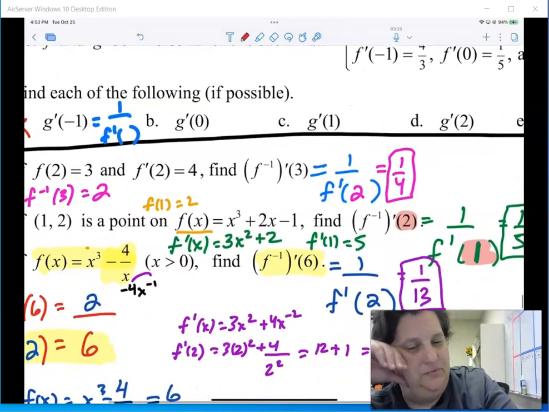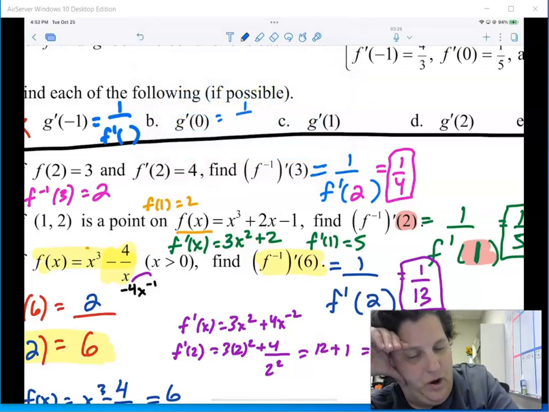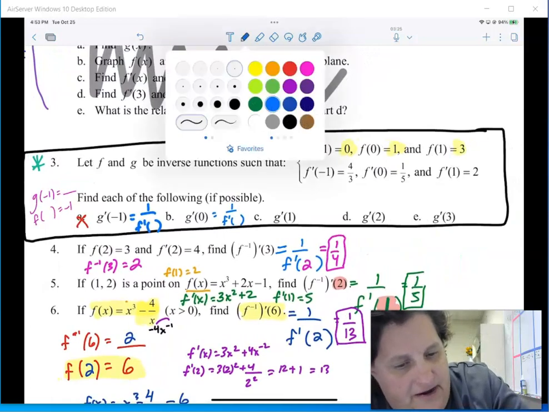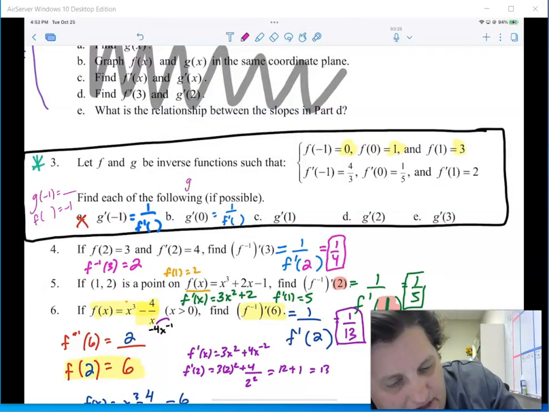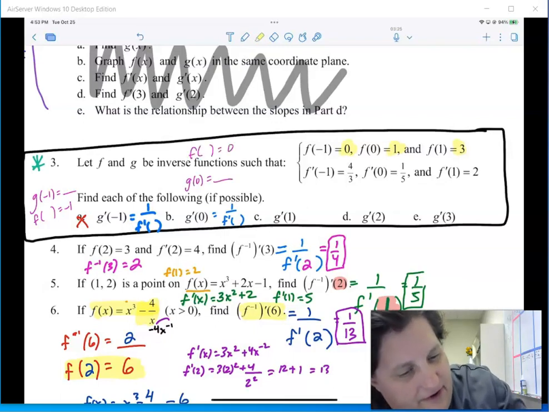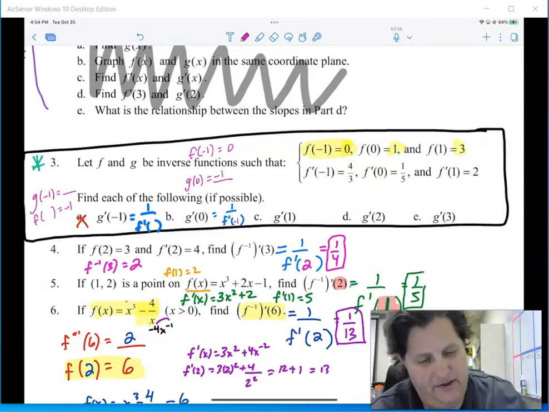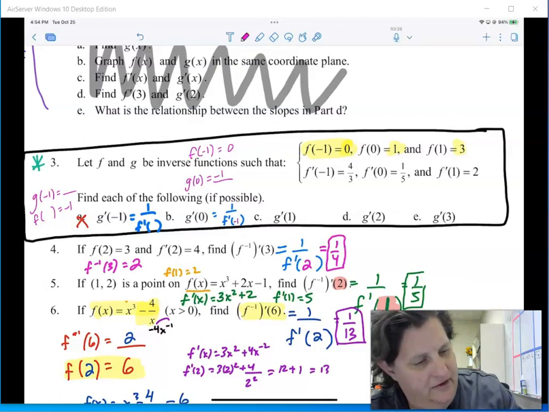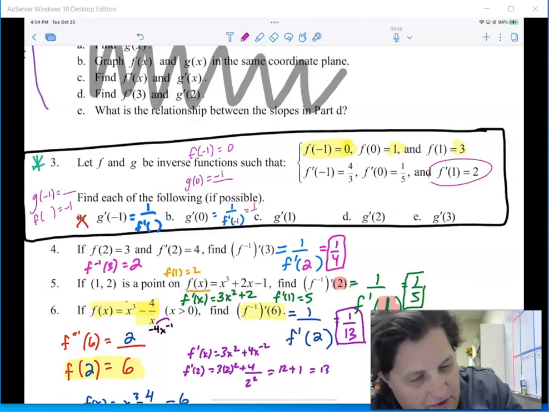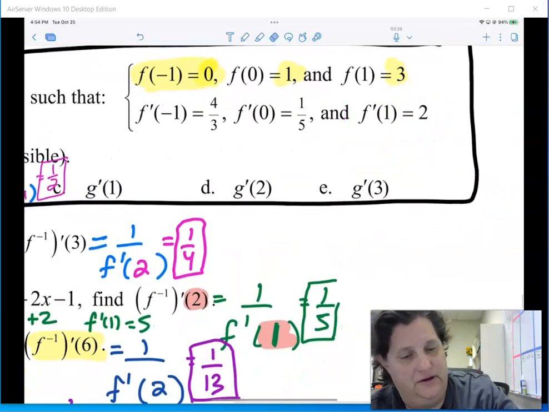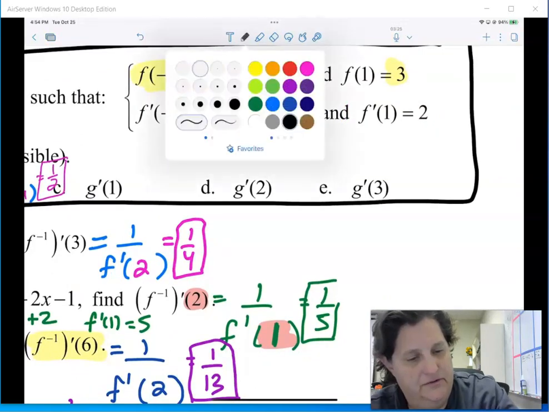So let's look at B. g prime of 0 is 1 over f prime of something. Off to the side, g of 0 is something, which means f of something is 0. And sure enough, f of -1 is 0. So g of 0 is -1, which means I put a -1 right there. Do I know what f prime of -1 is? I sure do. It's 2, so this goes to 1 over 2. If you want to pause it and try these other two real quick, that's not a bad idea. I'll show you how to do these though.